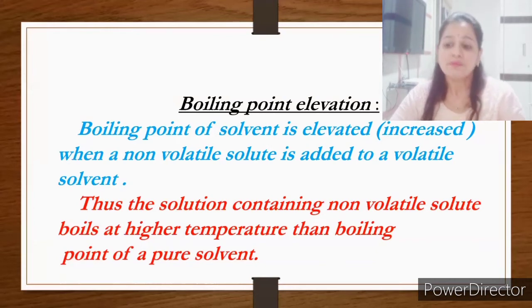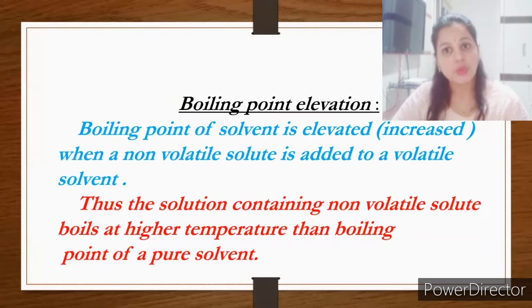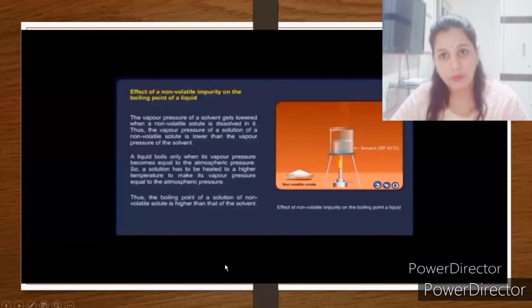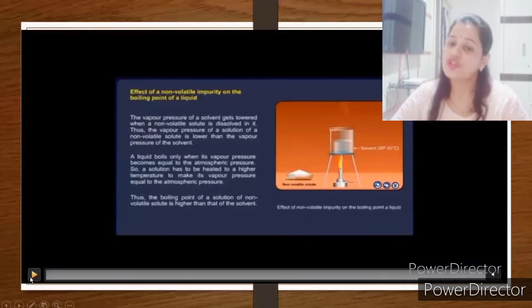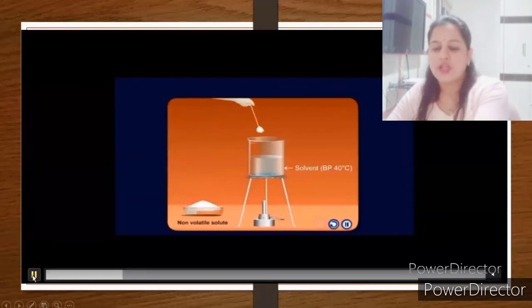The condition should be the same in this case also: the solute should be a non-volatile solute or non-electrolyte solute, because non-electrolyte means non-ionizable and non-volatile both. So whenever we add a solute and observe boiling point elevation, the property of the solute is that it should be a non-electrolyte. So this is boiling point elevation.